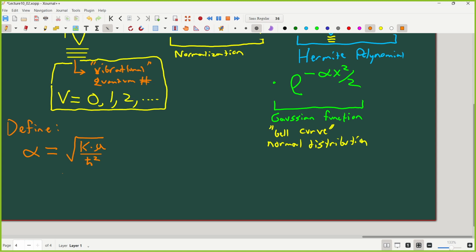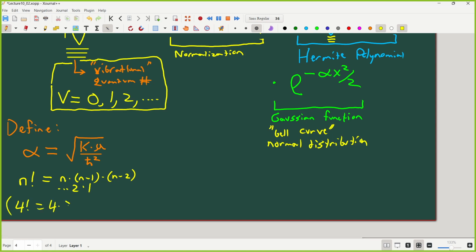Pretty easy. Again, let's remind ourselves, if you don't remember, a factorial is a product of all numbers up to that point. So the factorial of n is the product of n times n minus 1 times n minus 2, all the way to 2 times 1. Just as a quick example, 4 factorial is 4 times 3 times 2 times 1, which is 24.